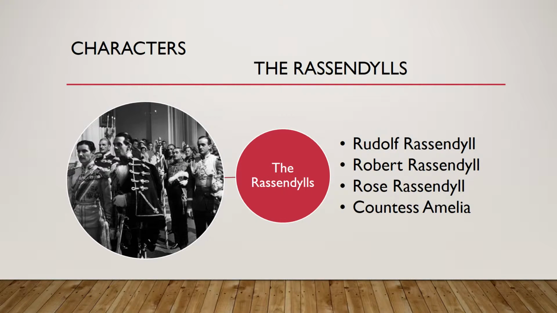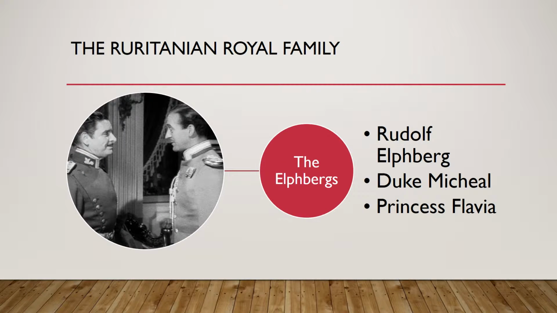Okay, let us now know something about the characters. Here, as we know, the Rassendyll family includes Rudolf Rassendyll, Robert, Rose Rassendyll, and Countess Amelia. Then we have the Ruritanian royal family, the Elphberg, which includes Rudolf Elphberg, King Rudolf the Fifth, Duke Michael, and Princess Flavia.